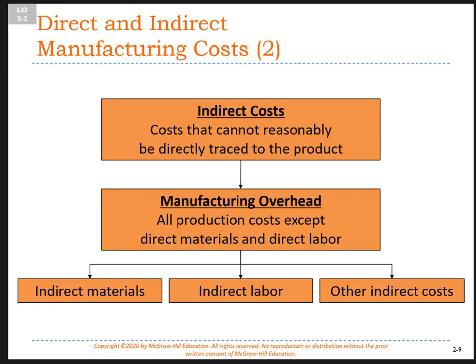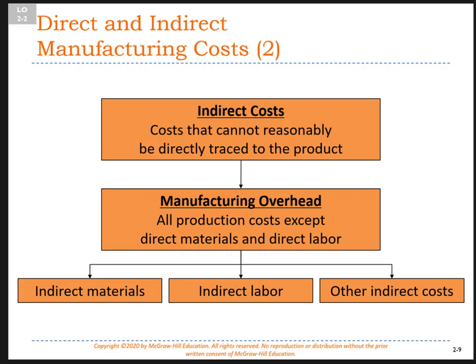But we can't necessarily see how much electricity very easily is needed to make a bookshelf, or to make an automobile, or to make a bicycle. So these indirect costs are usually referred to as manufacturing overhead. So they still are product costs. They're still manufacturing costs. They still are part of that cost of goods sold ultimately, but they are indirect. So basically all costs that are not direct materials or direct labor. Examples given in the slide: indirect materials, indirect labor, other indirect costs.